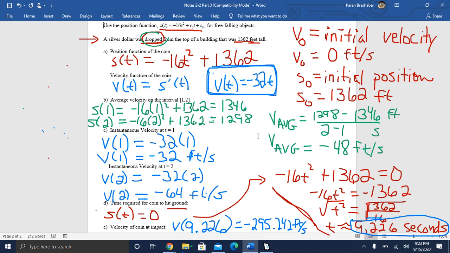So with this one example, I tried to show you a good variety of the types of things that you could be asked. Things like when something hits the ground, you would set your position equal to 0. When or what is instantaneous velocity? So you have to do the derivative. Average velocity, where you need 2 ordered pairs in order to calculate slope. So you'll have a variety of application problems as you work on this assignment.